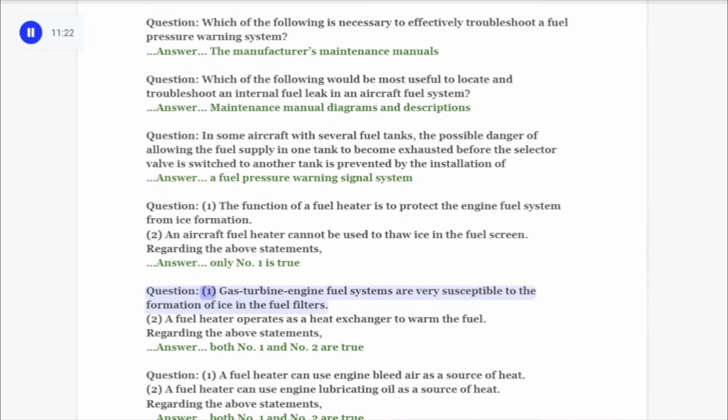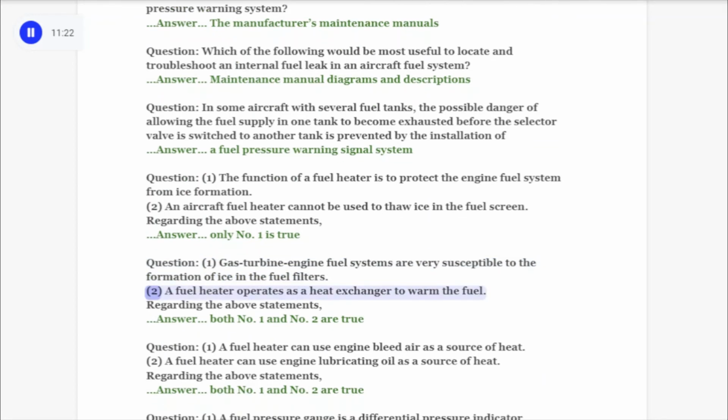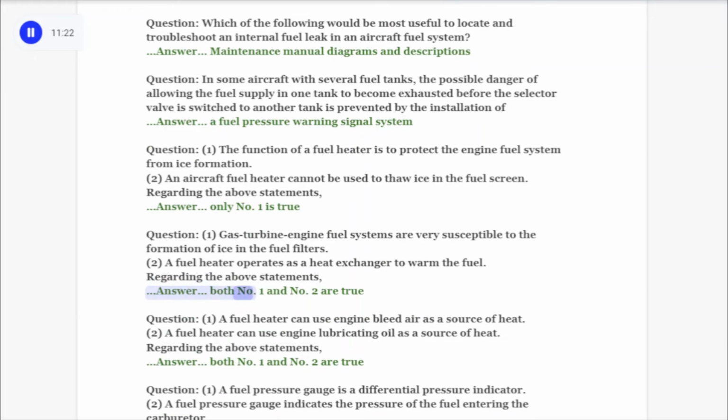Question: 1. Gas turbine engine fuel systems are very susceptible to the formation of ice in the fuel filters. 2. A fuel heater operates as a heat exchanger to warm the fuel. Regarding the above statements. Answer: both number 1 and number 2 are true.